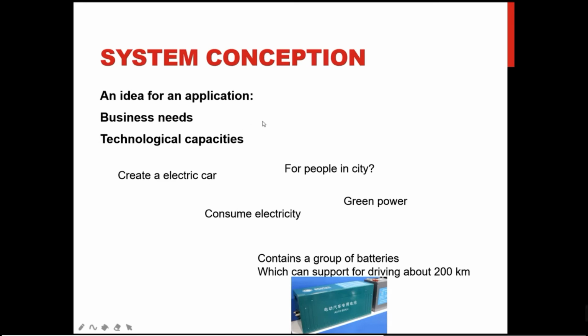It means that before developing software, we should also consider these three kinds. It means giving some idea of the application: consume electricity, green power ideas. It is the needs, the business needs. For people in the city, it's a business need. It means why do we need to develop this software, and some technical capacity. It means it can support running 200 kilometers.